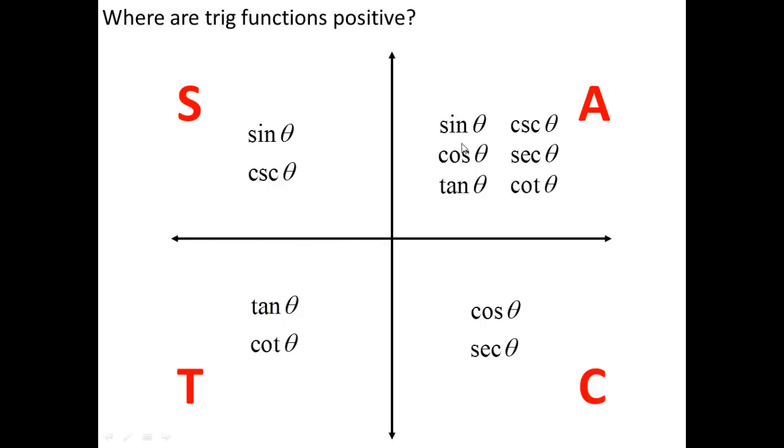So as long as you remember ASTC, all students take calculus, then you can remember which trig functions are positive in which quadrant. Or of course, you could always go back to the definitions. Y is positive up here, y is negative down here. So sine is positive, sine is negative. Cosine is positive, cosine is negative, because x is positive, x is negative. Tangent is only positive where the signs are the same for both x and y, so tangent would have to be positive in 1 and 3. Or all students take calculus. ASTC.